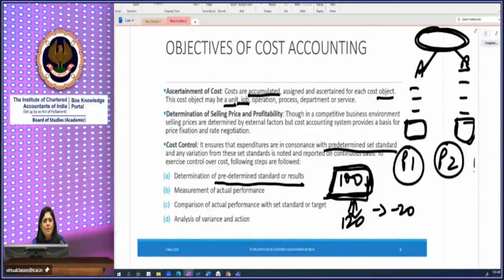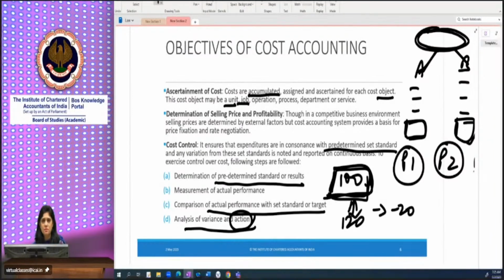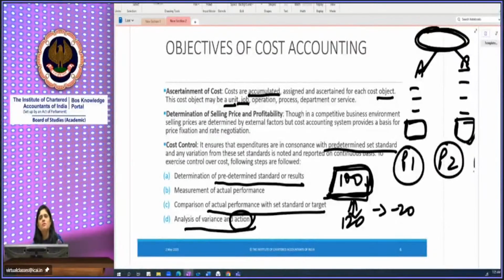So measurement of actual performance against the predetermined standard, comparison of actual with standard, and analysis of variation and action. Action is important. Responsibility should be fixed. Accountability should be there. Who all are responsible? Why the increase in cost? Where is the lapse? So that is where cost control happens. Otherwise, if you do not take action, in the next production cycle, again the cost will increase over the standard. So it's a continuous process, and yes, responsibility should also be fixed.